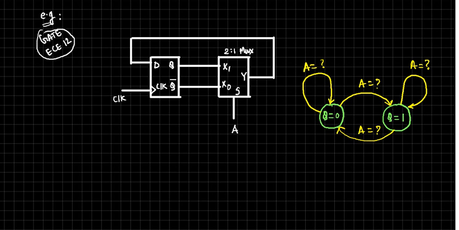It doesn't matter if D is 0 or 1; if A is 1, the output Q will remain in the same state. Whether Q is 0 or 1, it will retain the same state if the value of A is 1. The answer is very simple. So, what should I write here?